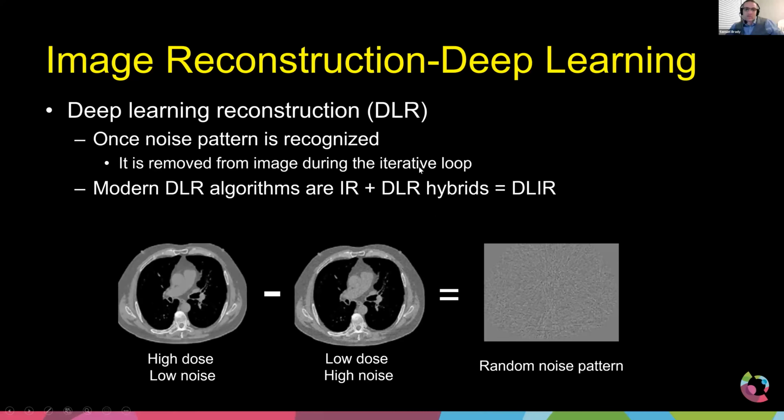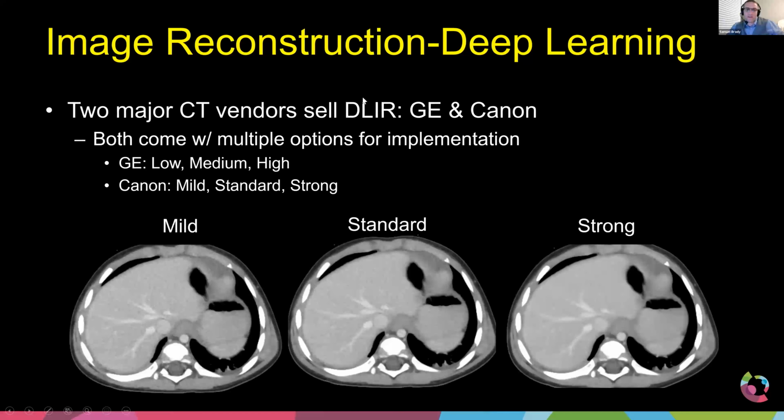These deep learning algorithms are built up and have been inserted into the iterative reconstruction process. So therefore, we actually call them deep learning iterative reconstruction algorithms. There are two major vendors out there, GE and Canon, that have this algorithm for sale, and it's something you can eventually put on your Genesis and your GE Revolution or Apex scanners. And these two vendors come with multiple different options. Usually you can apply a mild, a standard, or an even stronger amount of noise reduction.